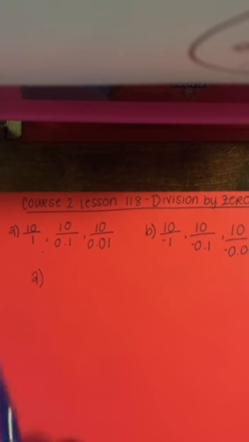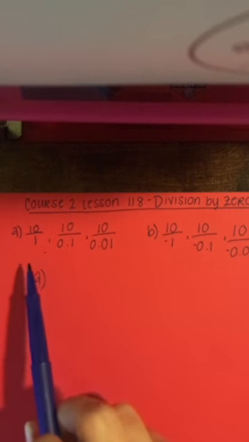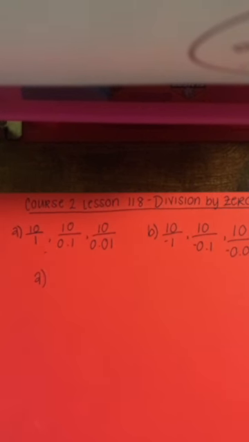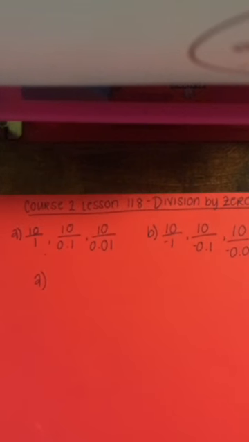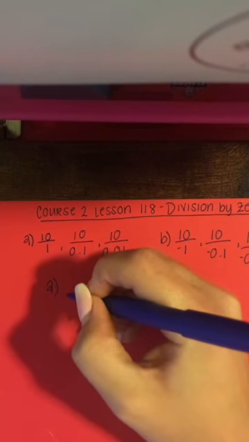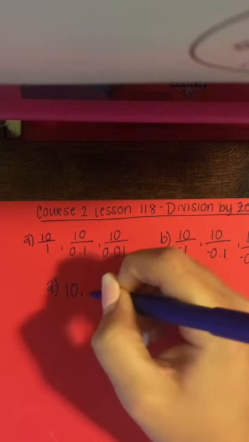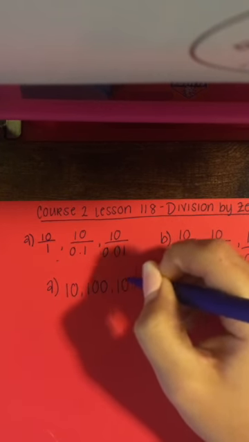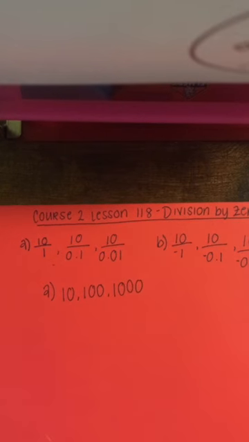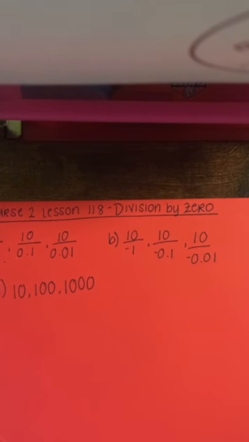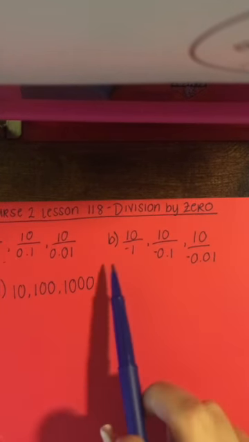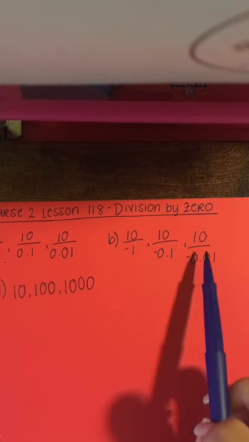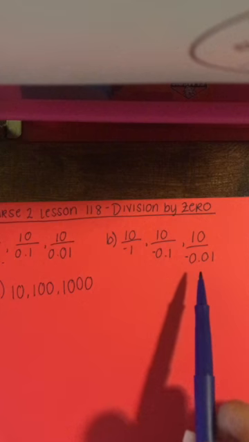So if we look at A, we have 10 divided by 1, 10 divided by 0.1, and 10 divided by 0.01. So once we do our math, we find our answers of 10, 100, and 1,000. So now let's move on to B, and we're going to do the same thing. So we have 10 divided by -1, 10 divided by -0.1, and 10 divided by -0.01.